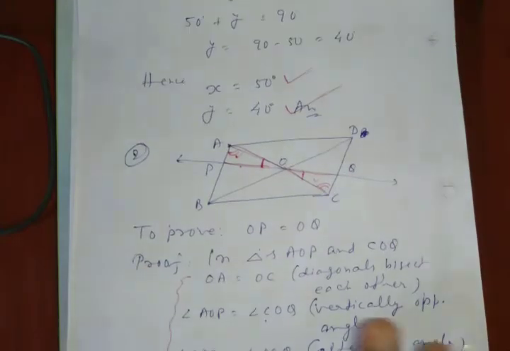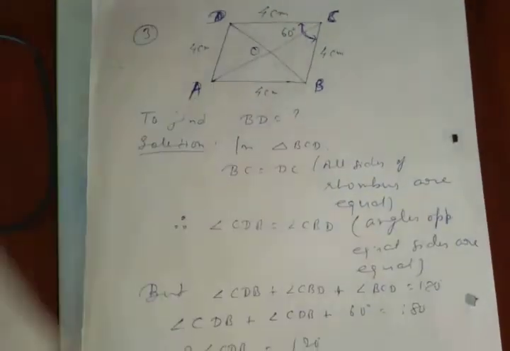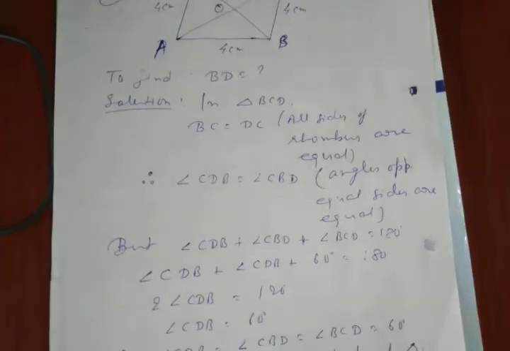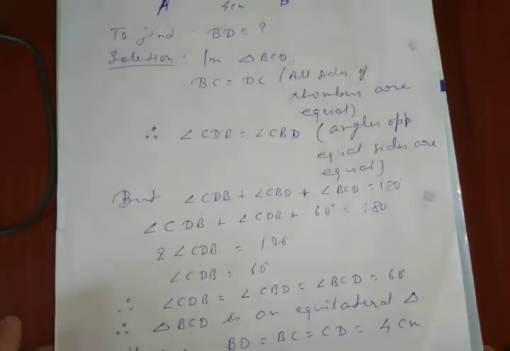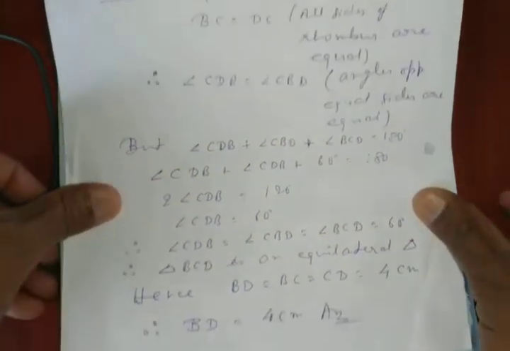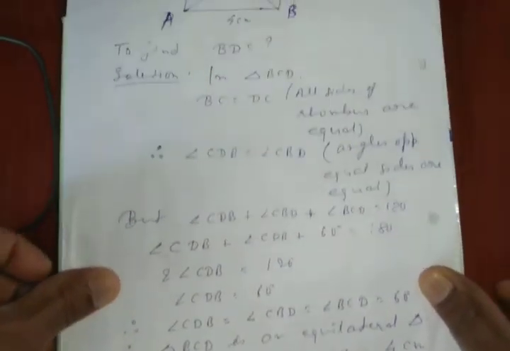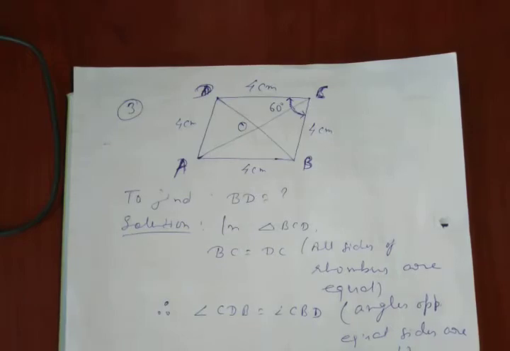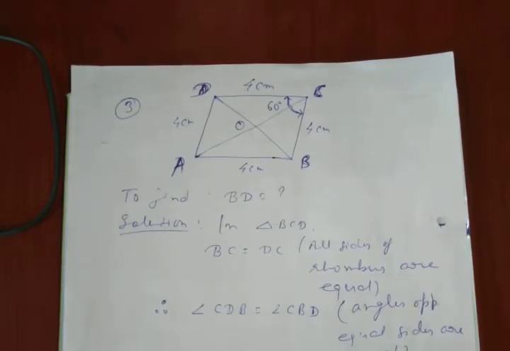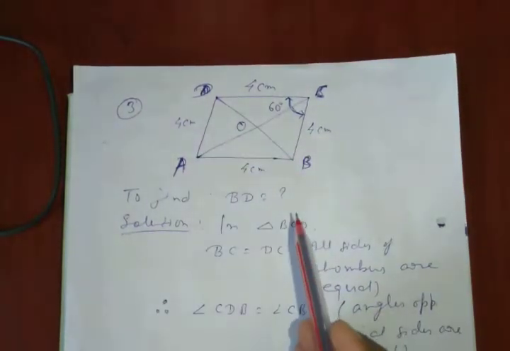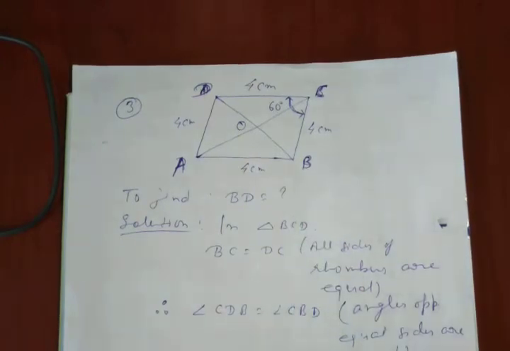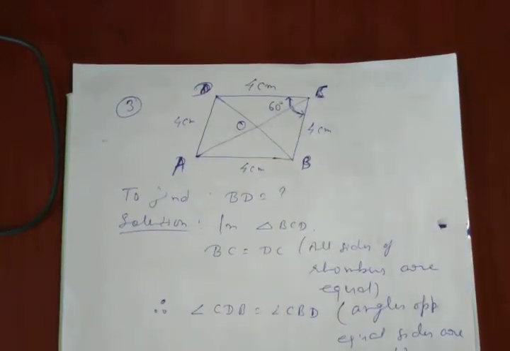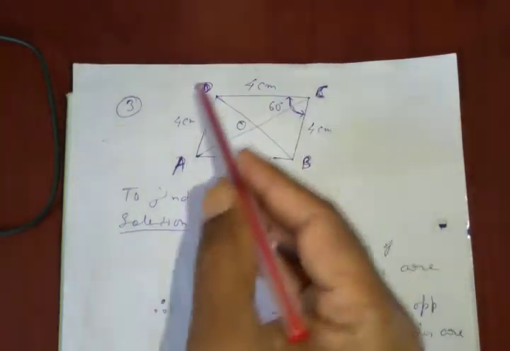And the question number 3 is this. You can see the whole solution here. In this, we are given a rhombus. ABCD is a rhombus here, and you know that in a rhombus, all the sides are equal.